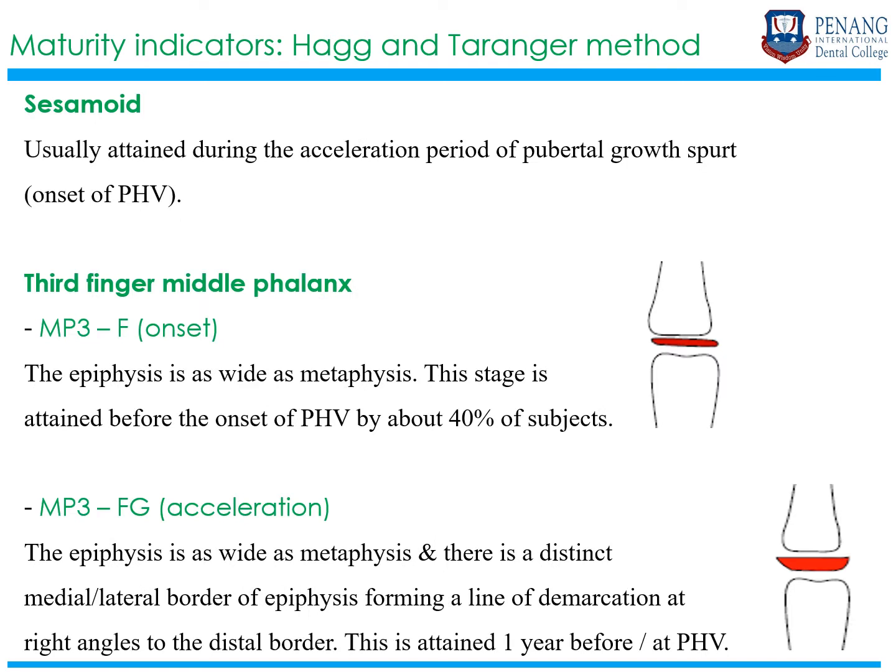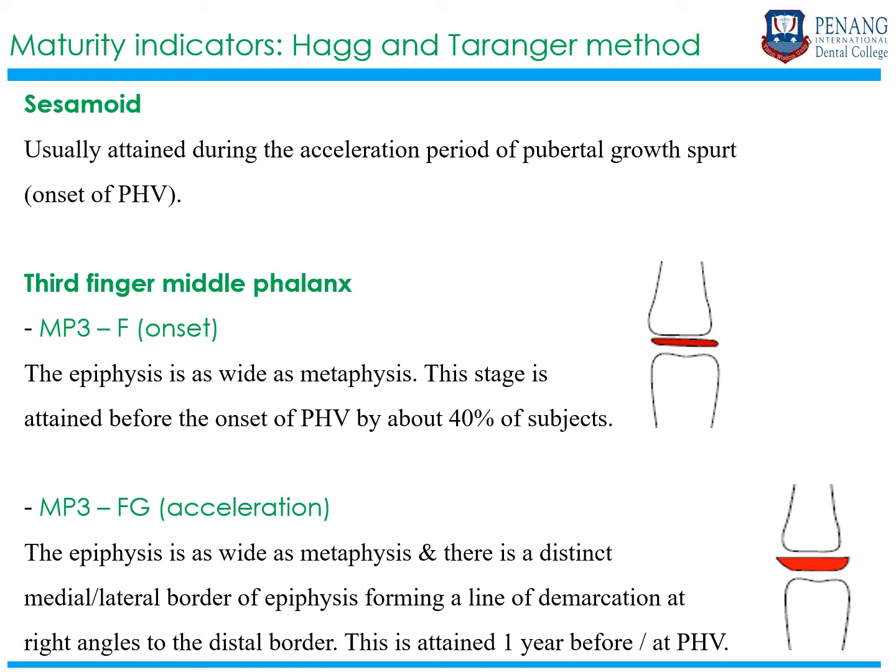So here in the Hägg and Taranger method, to understand the onset of peak height velocity, you'll have to look at the sesamoid bone, and then you will correlate it with the acceleration period of the pubertal growth spurt. For the rest of the bones, you just look at the images and try to grasp as much as possible because it can be a little bit confusing. So for the third finger middle phalanx, the onset is when you see the epiphysis and metaphysis are of similar width, and this stage is attained before the onset of PHV in about 40% of subjects.